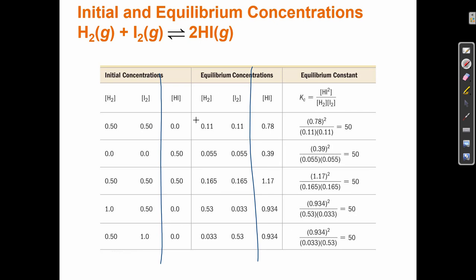So these equilibrium concentrations are predetermined based on where you start. We can always figure out what these are because this number is always the same. It's always 50 in this case for this reaction. So we can use this to our advantage. If I start a reaction and I have any initial concentrations, then I can calculate all of these equilibrium concentrations, even though the numbers are always different. I always can figure out what they're going to be if I know the initial concentrations and I know the equilibrium constant.